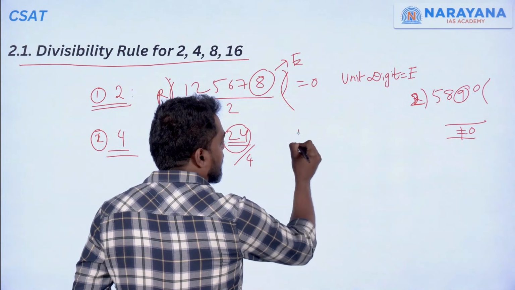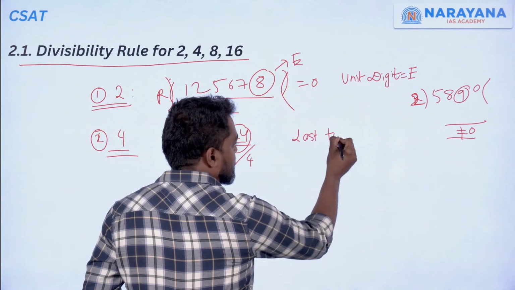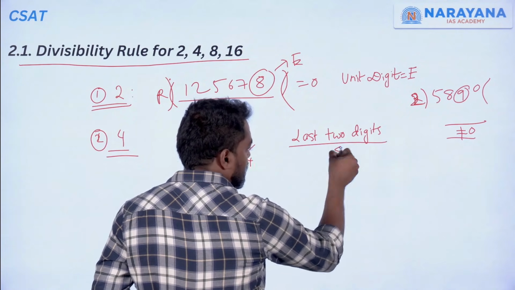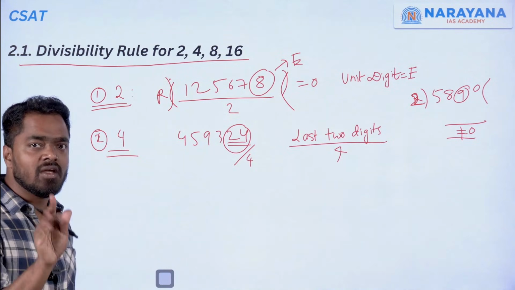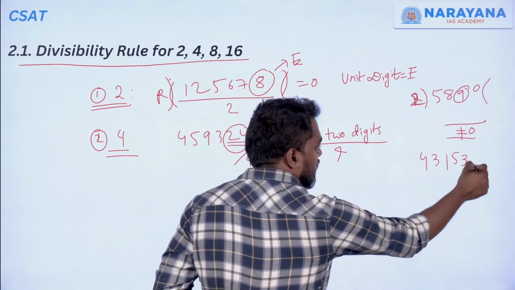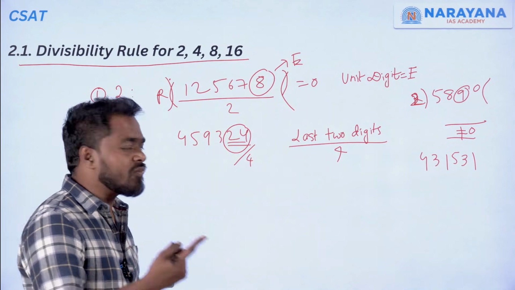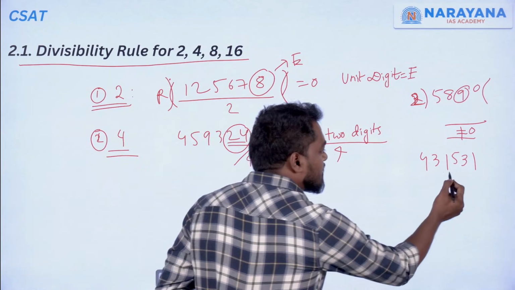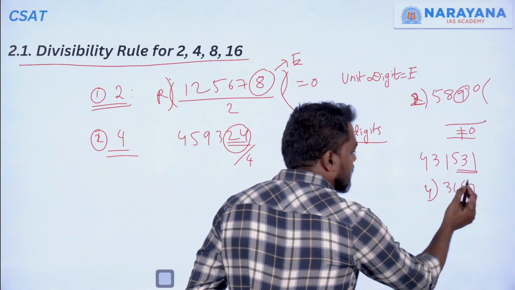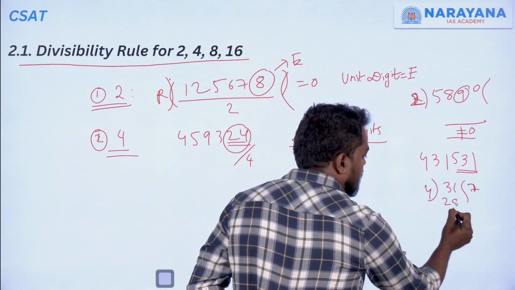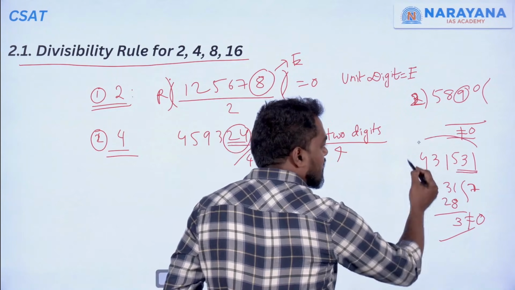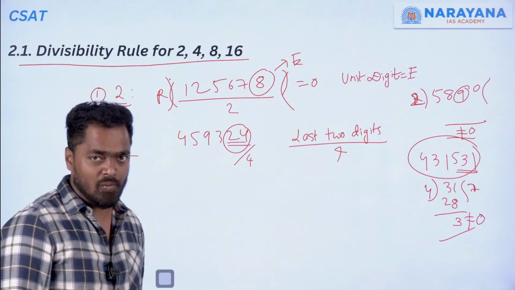So what is the divisibility rule? The last two digits must be divisible by 4, then the whole number is divisible by 4. If you take a number like 431531, and I ask you whether this number is divisible by 4 or not, check the last two digits, 31, whether it is divisible by 4 or not. 4 sevens are 28, the remainder is 3, the remainder is not 0. So this number is not divisible by 4.